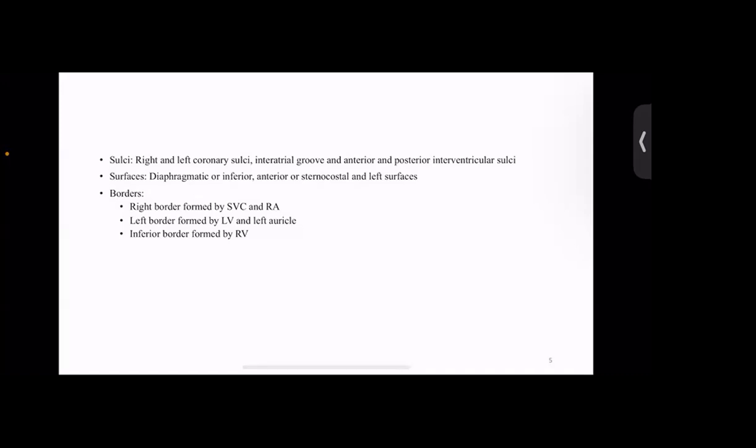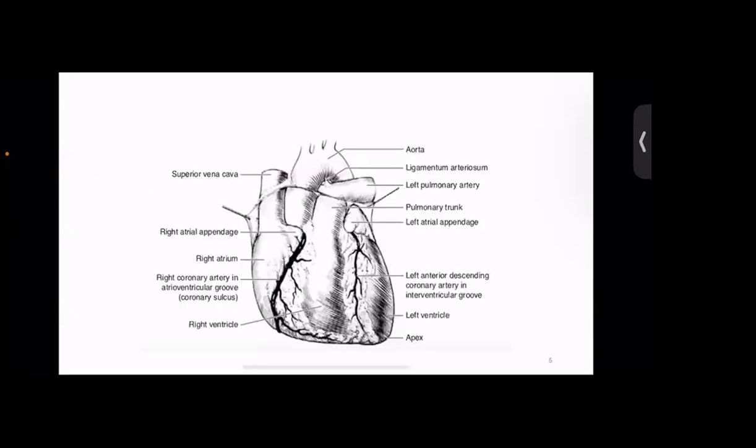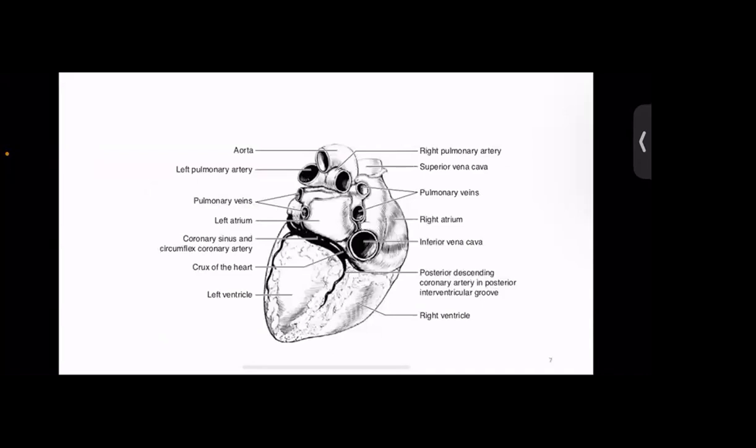Then we have the left border, which is formed by the left ventricle and the left auricle, and the inferior border, which is formed basically by the right ventricle. This is a diagrammatic representation of the heart, where we can see the borders clearly and the sulci running in between. We can always look at this later because of time. And this is the inferior view of the heart, where we can see the left ventricle, the left side of the atrium, the coronary sinus, and other vessels.